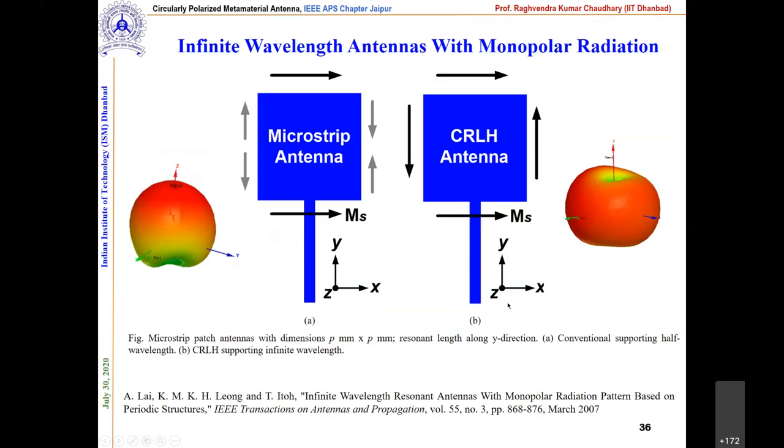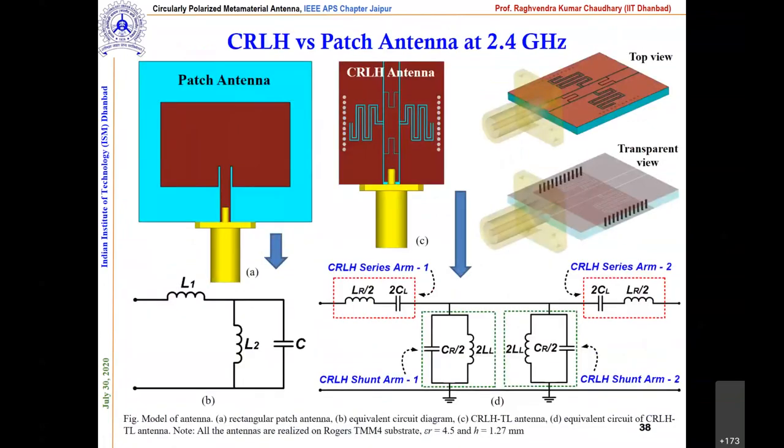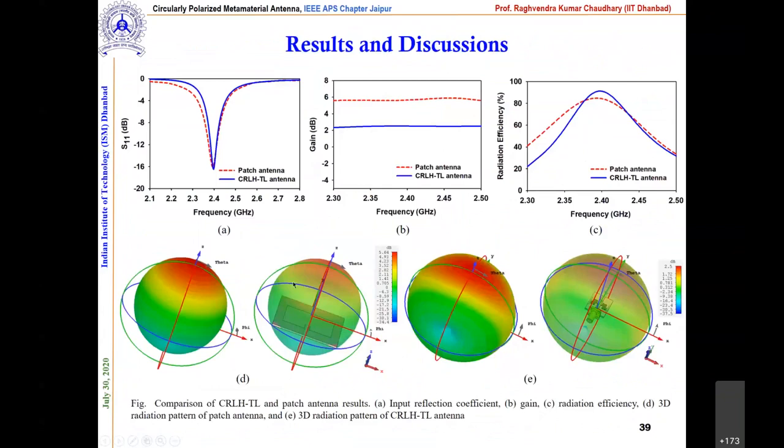Later on, people also tried with wireless geometries. I will not go into detail on this. There is one very important slide. We try to compare these two things: we developed a patch antenna versus the CRLH antenna at 2.4 gigahertz. So we designed them, and I will try to show the numbers here.